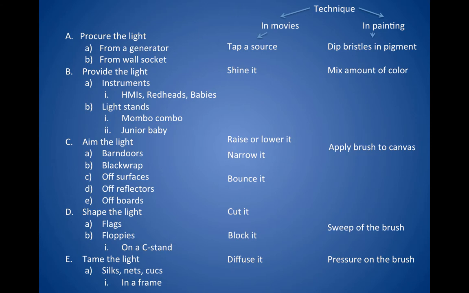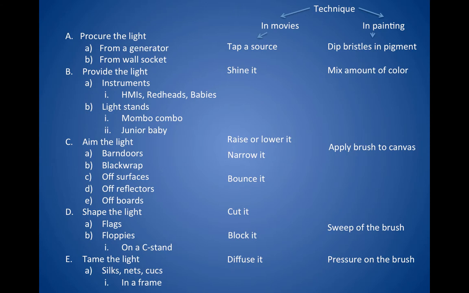We have to figure out loads, and we have to figure out whether we have enough electrical cable to reach our instruments. And our instruments are providing the light. And they can be the color temperature of the sun, they can be HMIs, which are hotter instruments, or they can be tungsten, like redheads and babies. They can be lower wattage, but it depends. It depends whether we're inside or outside, whether we want that light to be sharp or soft.